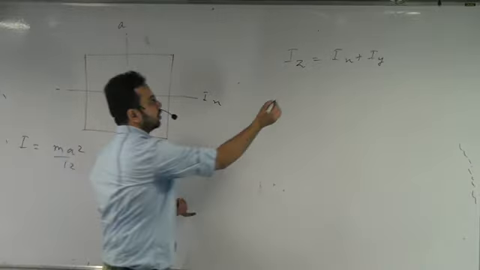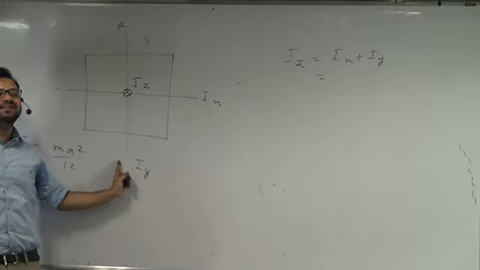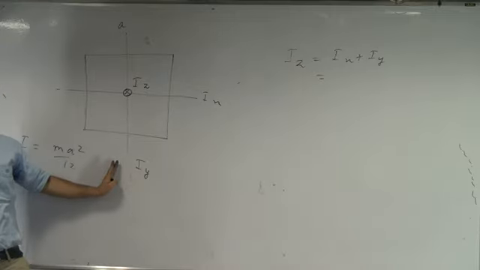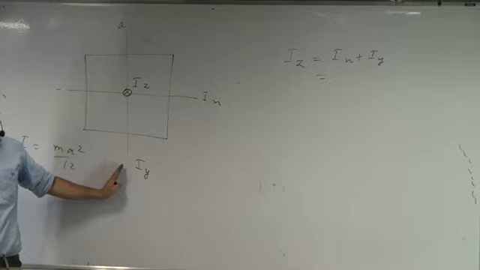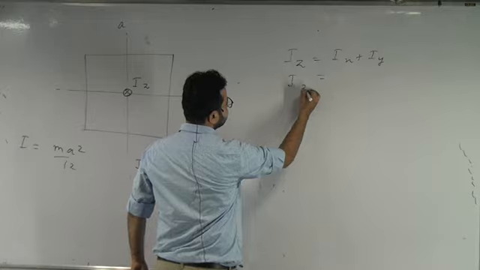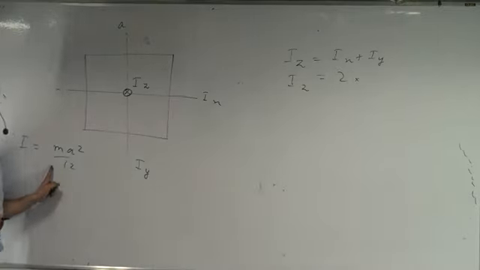ठीक है. Now what do we see? That ix and iy are going to be the same, because इसमें और इसमें, is there any difference? There is no difference. So ix and iy will be the same. ठीक है. तो iz कितना हो जाएगा? iz हो जाएगा twice of ix या iy. And what is ix or iy? ma square by 12.